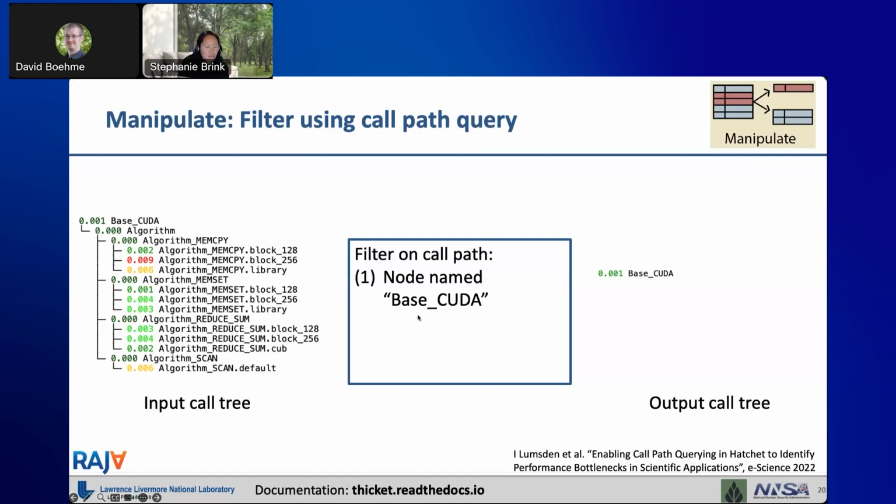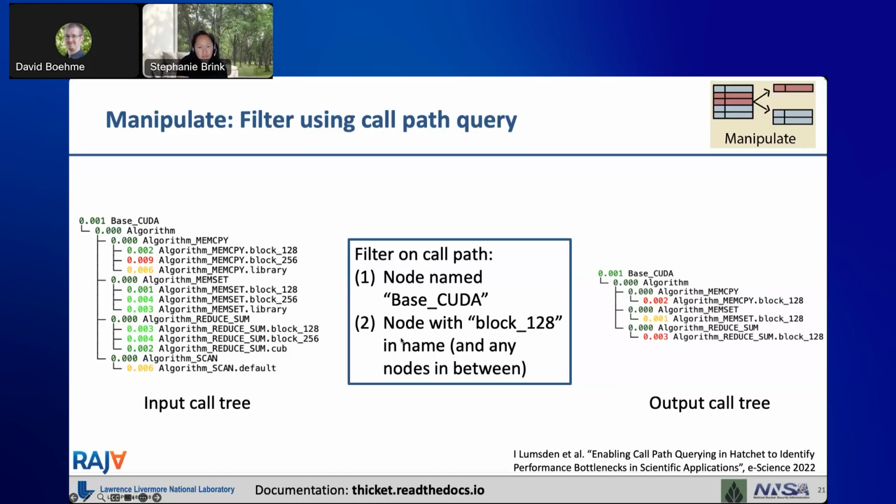So we can really start to extract particular layers out of the call tree, like, for example, the MPI library call tree. In this example, we want to filter on a call path, and we want our subtree to start with a node called Base_CUDA. So we're going to put that here on the right, which is our output call tree.